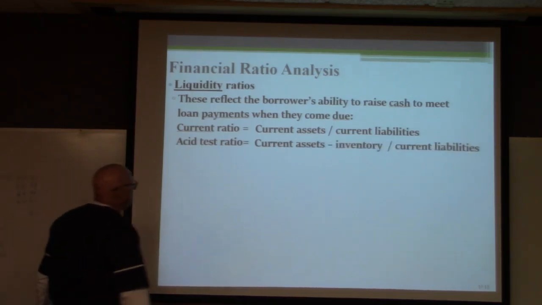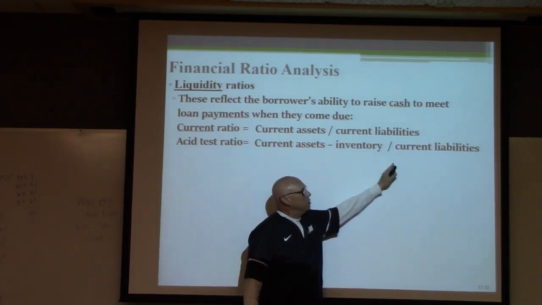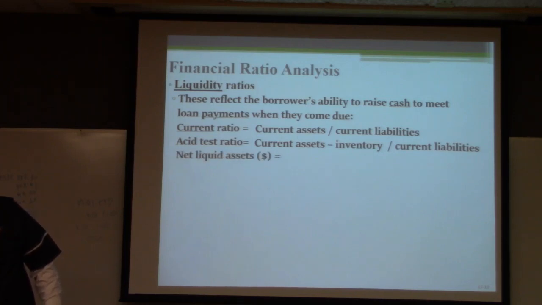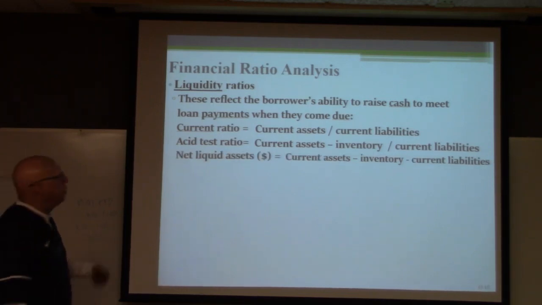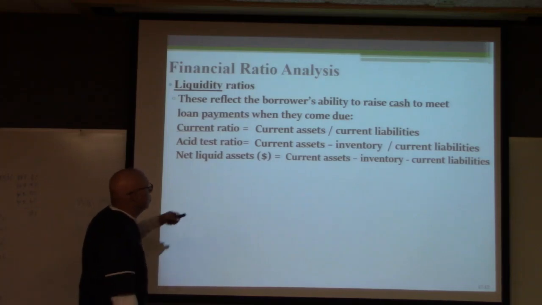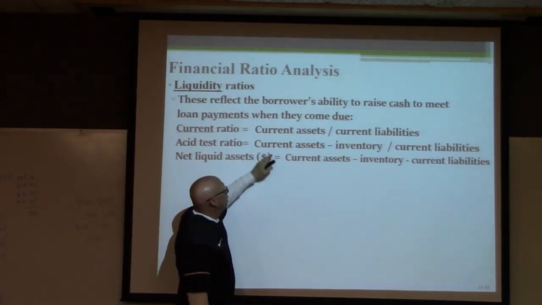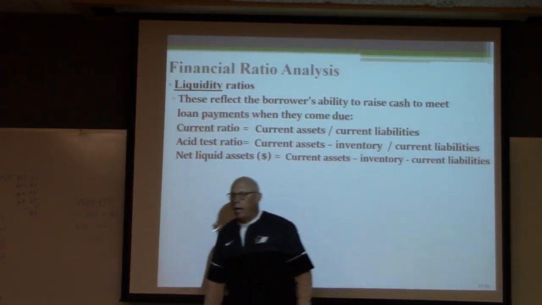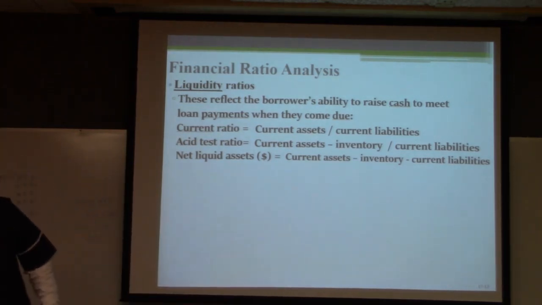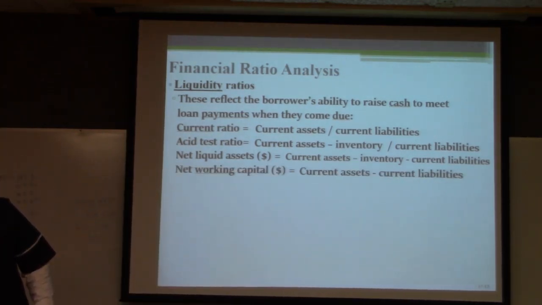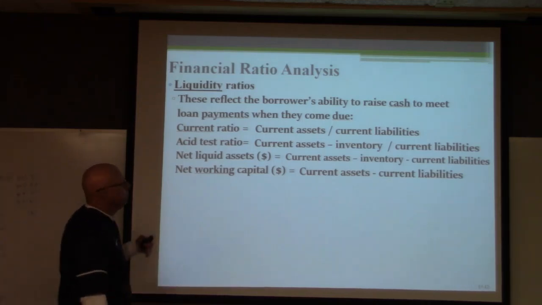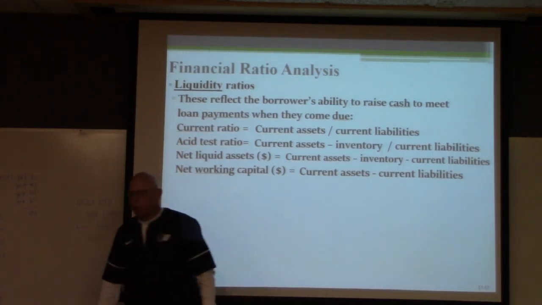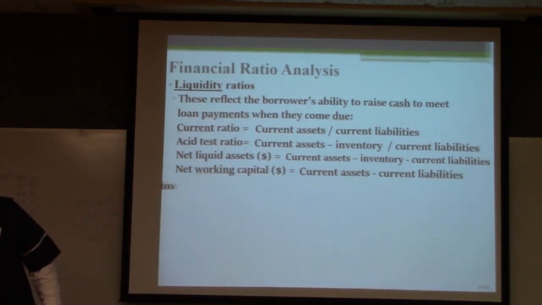Acid test ratio: we're going to take inventory out of our current assets to see how much we have available to pay our current liabilities. And then net liquid assets, which is a dollar number. This is a percentage, and this is a dollar number: current assets minus inventory minus current liabilities. How much money do we have left over? It's a dollar figure. Net working capital, current assets minus current liabilities. Again, a dollar figure. How many dollars do we have left over after we pay all of our current liabilities?